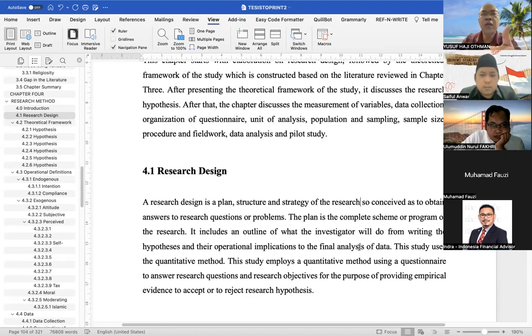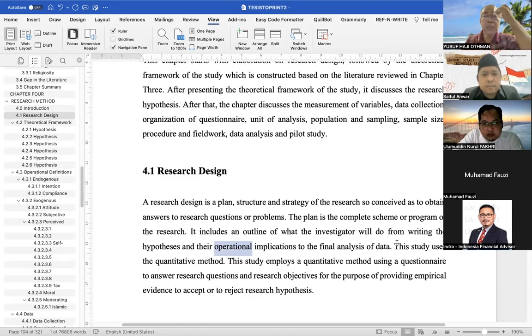First, we must construct the conceptual framework, right, or the theoretical framework. And then we must write the hypothesis, right? And then we must specify the operational implication, which means how we are going to measure all the constructs. Yeah. And then we need to collect the data, and then we need to finally analyze the data. So those are the steps.